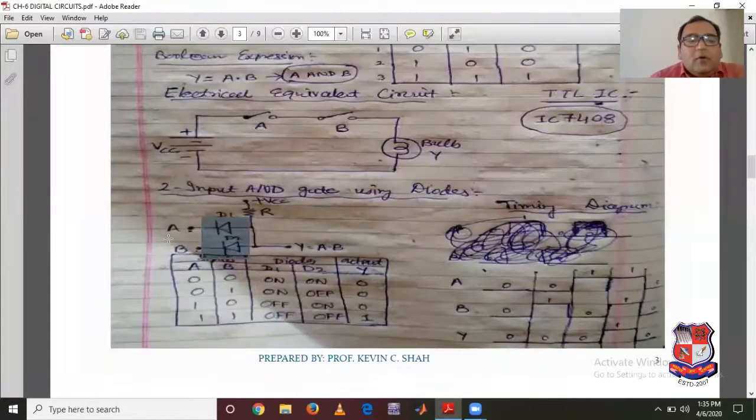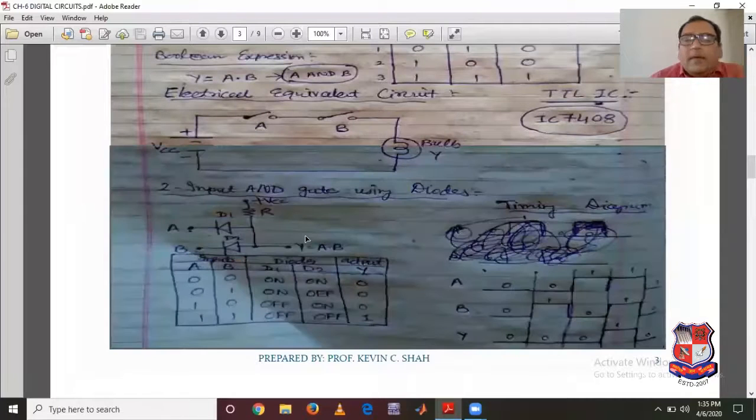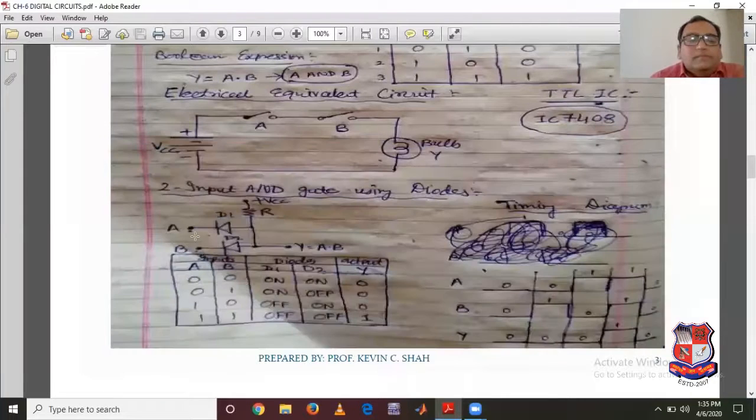So as I told you, if you give inputs A and B as 0 0, what happens? This 0 and this 0. The cathode of diode D1 is at 0 level, means low level, and the cathode of diode D2 is also at low level. But the anode is connected with plus VCC. So we can say diodes D1 and D2 both become forward biased.